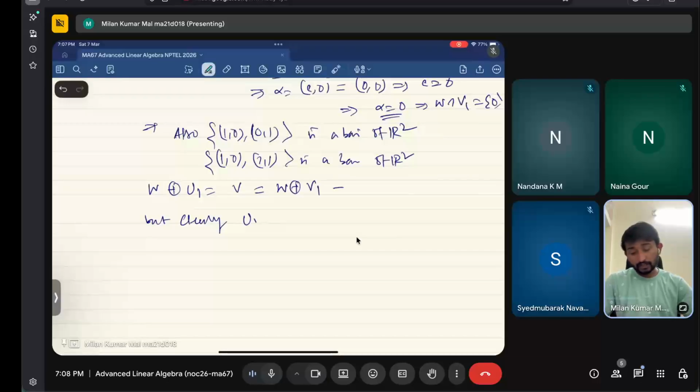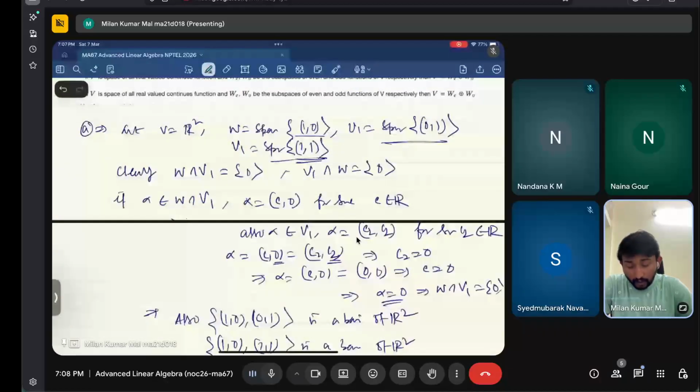So that's why the first option is incorrect. Okay. The second option is that if V is in capital V and V equals U1 plus V1 and U2 plus V2, for some U1, U2 in U, and V1, V2 in V, then U1 equals V1 and U2 equals V2. That is not necessary.